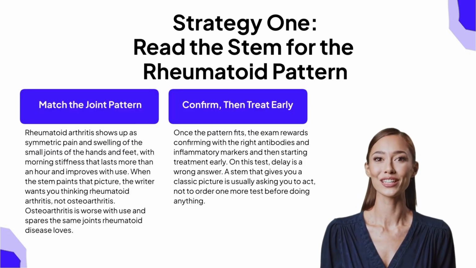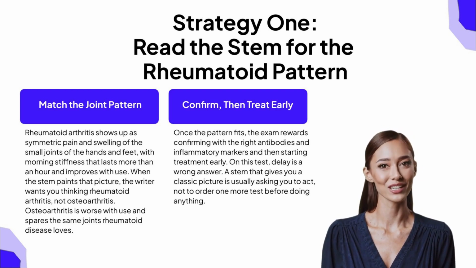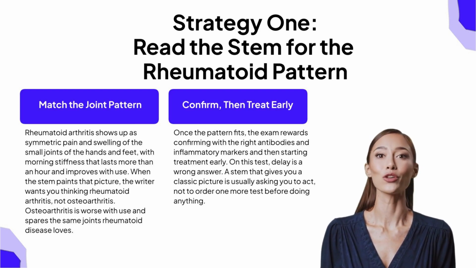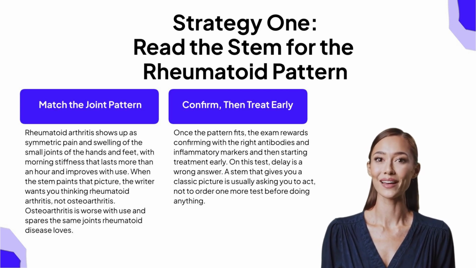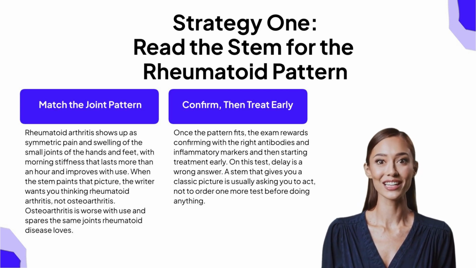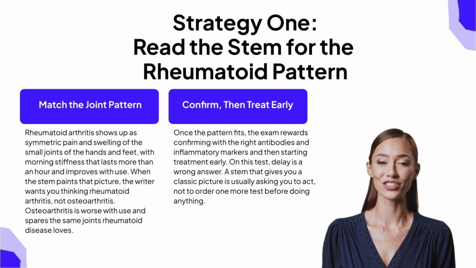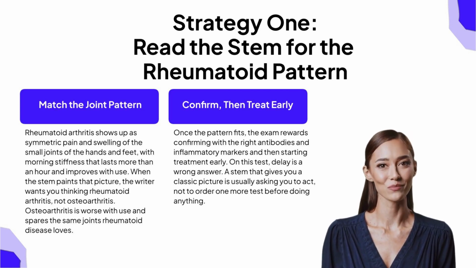Our first strategy is to read the stem for the rheumatoid pattern. Start by matching the joint pattern. Rheumatoid arthritis is symmetric pain and swelling of the small joints of the hands and feet, with morning stiffness that lasts more than an hour and actually gets better as the patient uses the joints through the day. When you see that picture, the writer wants rheumatoid arthritis on your mind, not osteoarthritis, which is worse with use and tends to spare those same small joints.